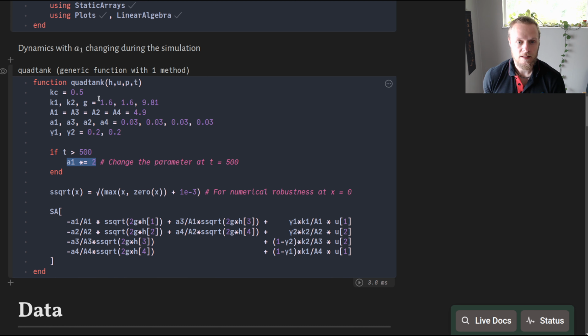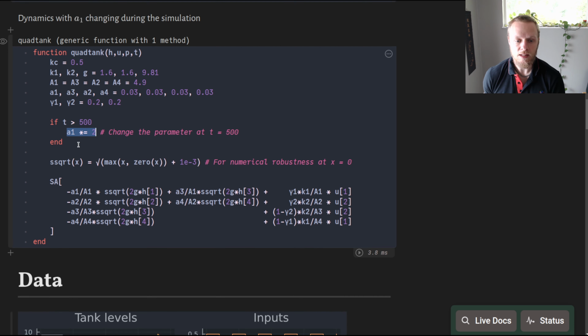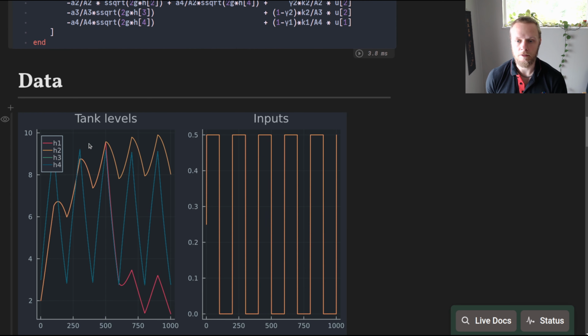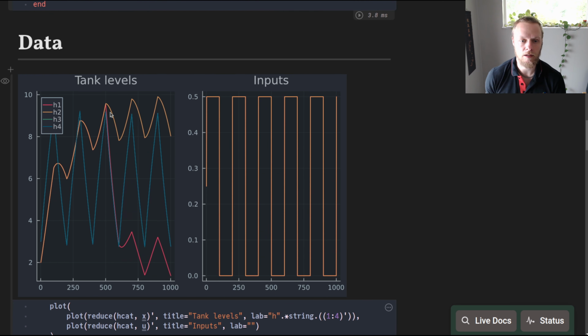So here, this dynamics is just used for simulation. We still only have 4 state variables. We haven't added any additional state variable for the parameter. So I use this to simulate. So we have some data here. I've already simulated. We have some input on the right, and we have the 4 tank levels on the left.